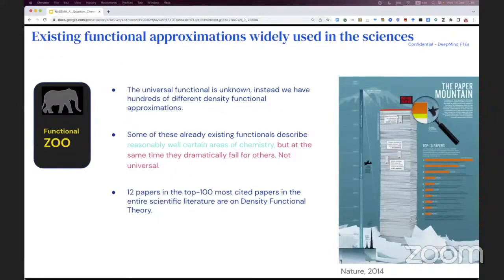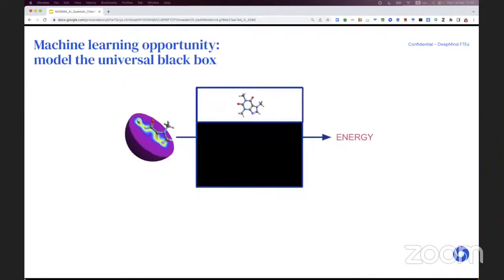So this is a very powerful theory, and even though we don't know the exact form of the universal functional, there are a lot of approximations for it, and they form something that we call the functional zoo because there are hundreds of approximations. Some of them work very well for a particular chemical system, and at the same time they completely fail for other systems, which means they are not universal and therefore they do not generalize very well. But even given that, this theory is very well used in the materials community and also in other areas of biology. So 12 papers in the top 100 most cited papers in the entire scientific literature belong to density functional publications. And yet we haven't said what to do with a black box that we cannot describe.